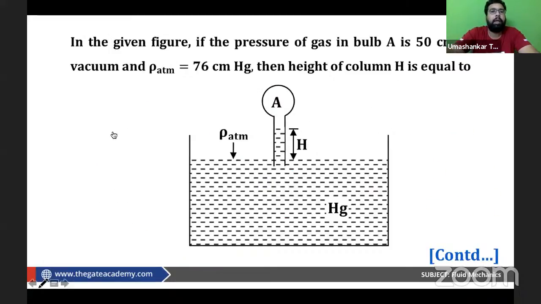So here we go with another question. Let's see if we can solve it or not. This is a question of GATE 2000. Again, the organizing IIT was IIT Kharagpur. Okay. So this question belongs to simple piezometer, manometer, or what you can say pressure measurement, from the topic of pressure measurement.